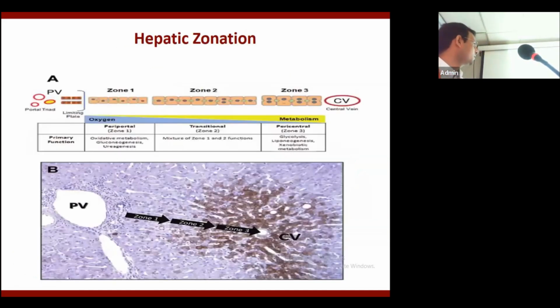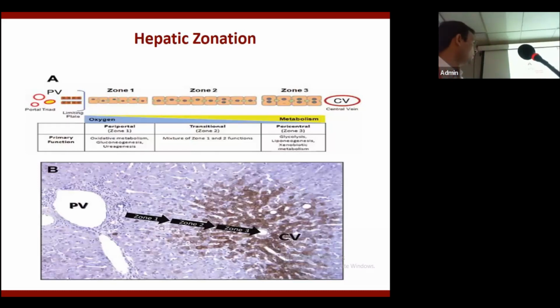Coming to the hepatic zonation, as already told, the periportal area is zone 1, zone 3 is the pericentral area, and zone 2 is in between. These zones have distinct functions because of the high oxygenation in the periportal zone. Those processes which require high oxygen, the oxidative metabolism, gluconeogenesis, and ureagenesis, occur predominantly in zone 1, and in zone 3, where there is relatively less oxygen, glycolysis, lipogenesis, and xenobiotic metabolism occur, and the transitional zone performs both functions.